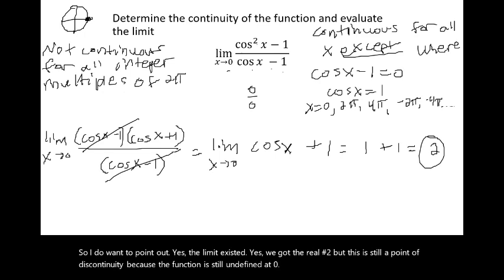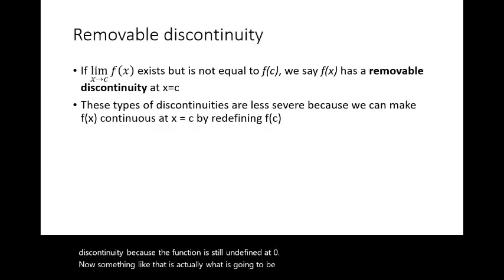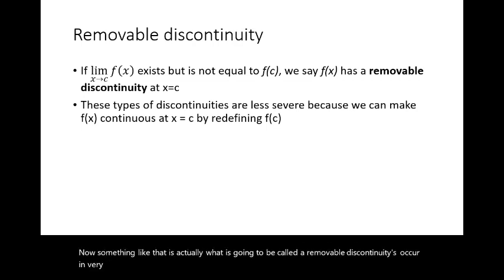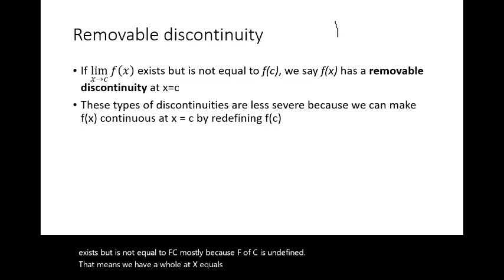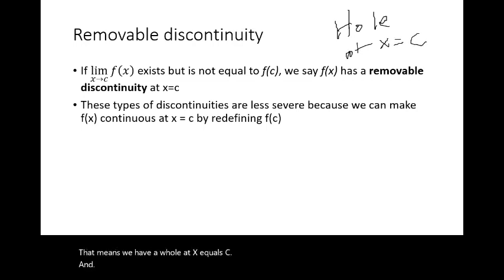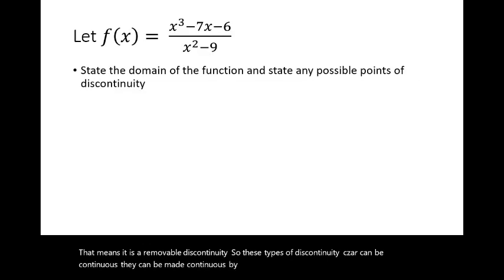Now, something like that is what is going to be called a removable discontinuity. Removable discontinuities occur in very specific cases. So let's say, like in the last problem, the limit as x approaches some value c exists, but is not equal to f of c, mostly because f of c is undefined. That means we have a hole at x equals c, and that means it is a removable discontinuity. These types of discontinuities can be made continuous by redefining f of c.